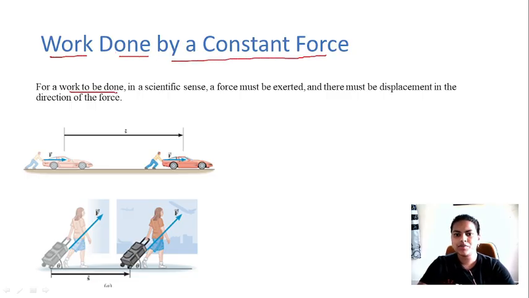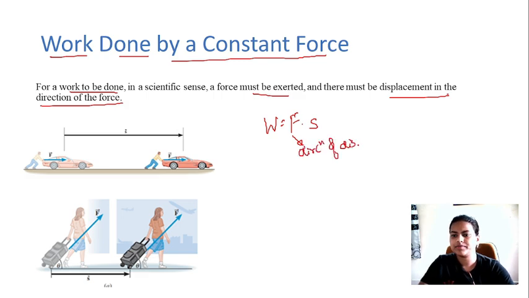For work to be done in the scientific sense, a force must be exerted and there must be a displacement in the direction of the force. Work is equal to force times displacement, but this force should be in the direction of displacement, S, and this is a dot product. Work is the dot product of force and displacement.